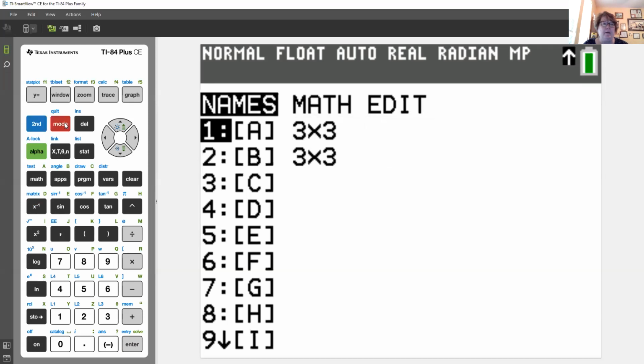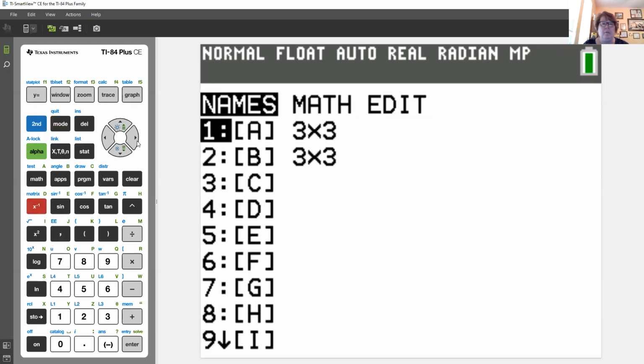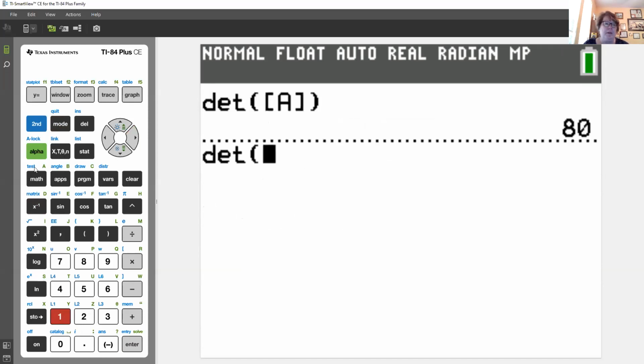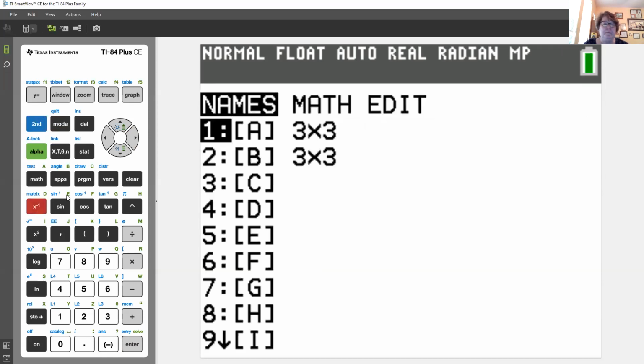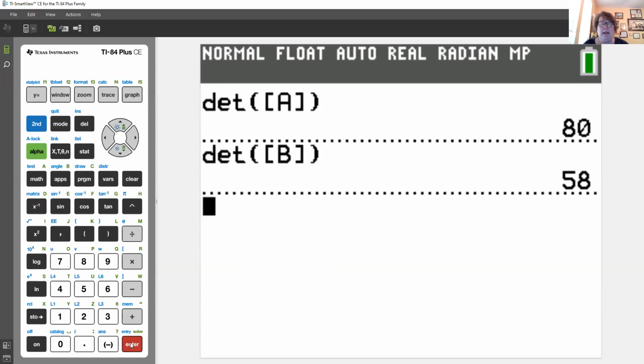Let me exit out of here. Go back in my matrix menu, go to Math. I'm going to calculate the determinant of that matrix B. Go back in. All right, and I get 58. So I'm going to write that down on my sheet of paper.